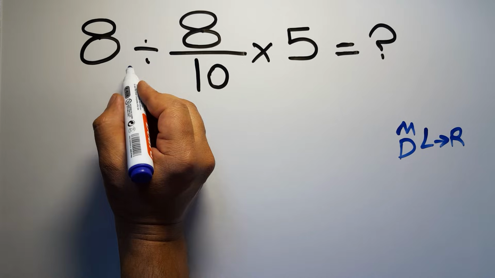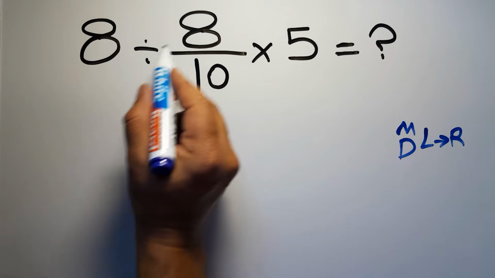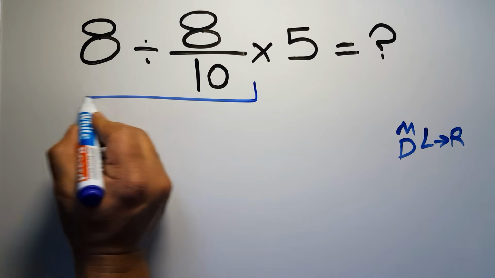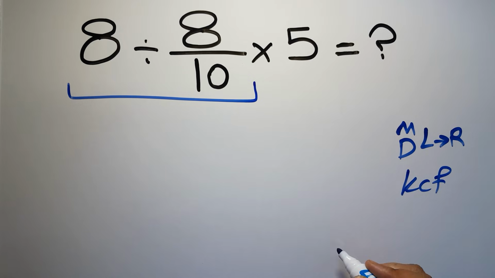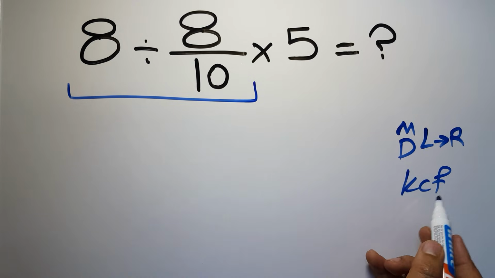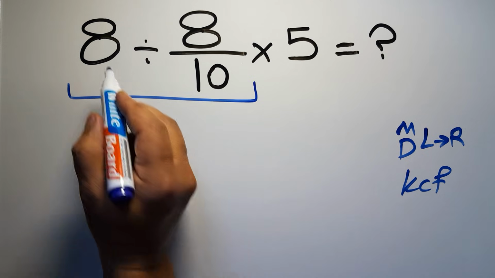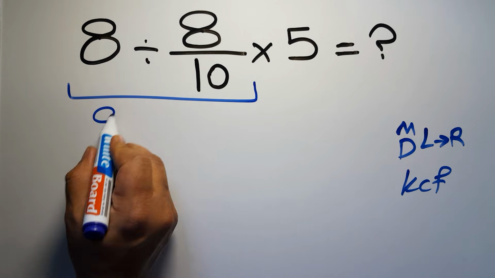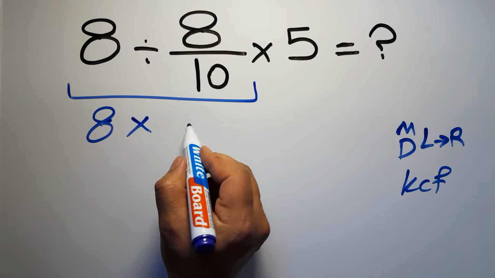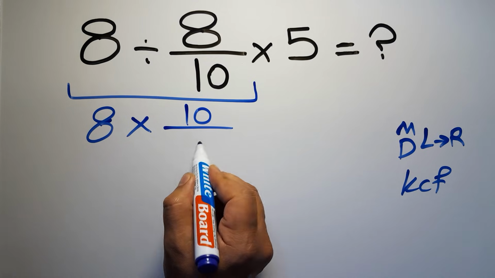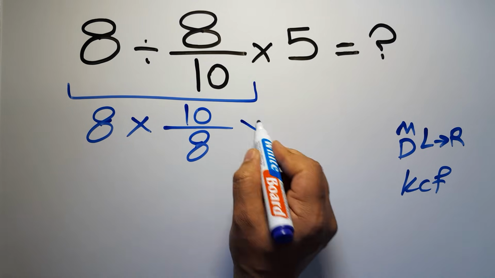So first we have to do this division. 8 divided by 8 over 10. According to the KCF rule, K stands for keep, C stands for change, and F stands for flip. We can write keep the first fraction, change division to multiplication, and flip the second fraction. Then times 5.